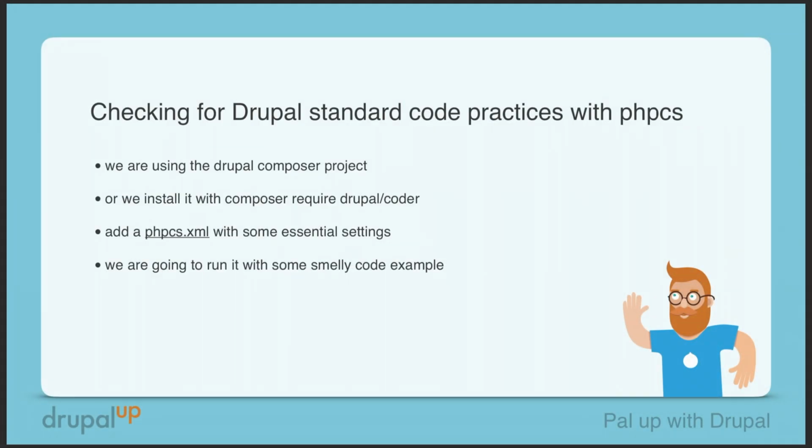In this video, we're going to be checking for Drupal standard code practices with PHP code sniffer. In this example, we are using the Drupal Composer project, so we have Drupal Coder pre-installed. But if we don't have it, we could simply install it with composer require drupal/coder, as Drupal Coder actually has a dependency on PHP code sniffer and also contains the Drupal standards.